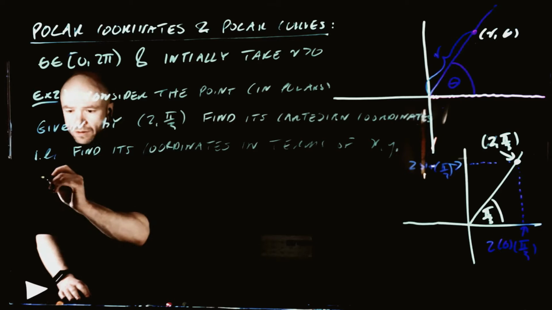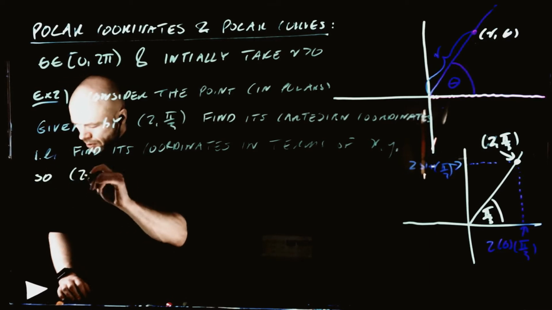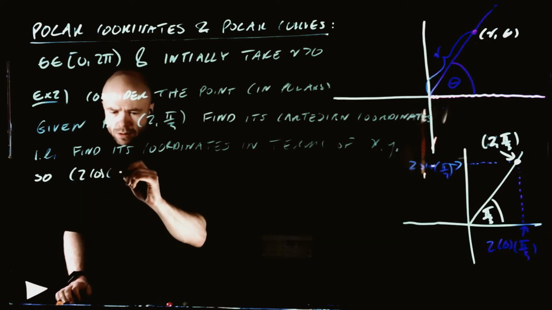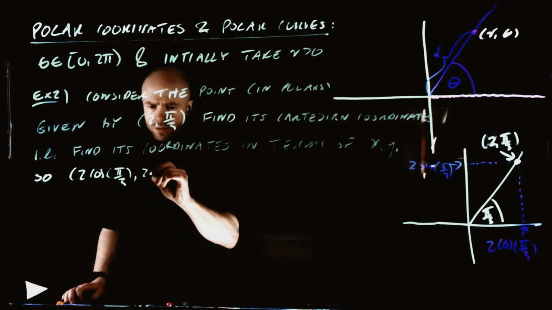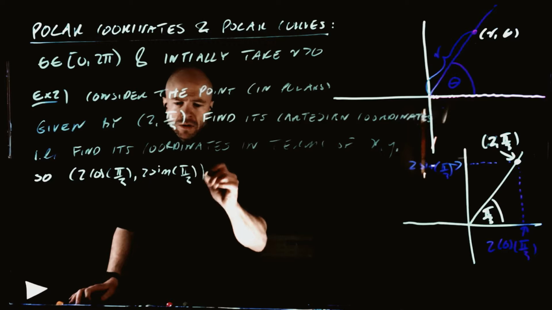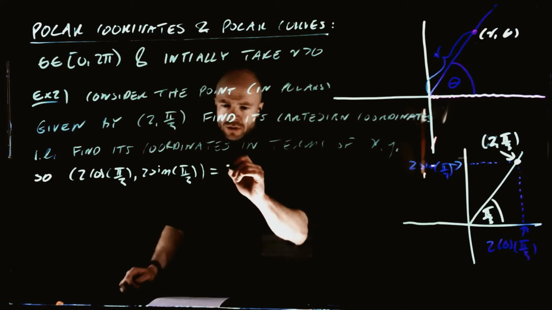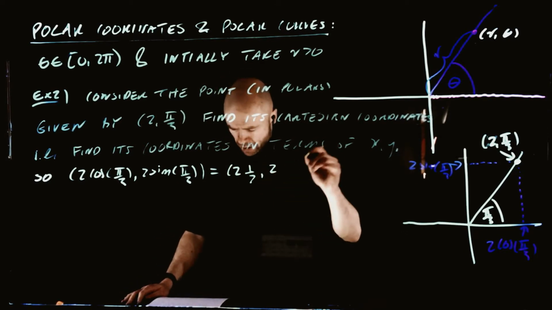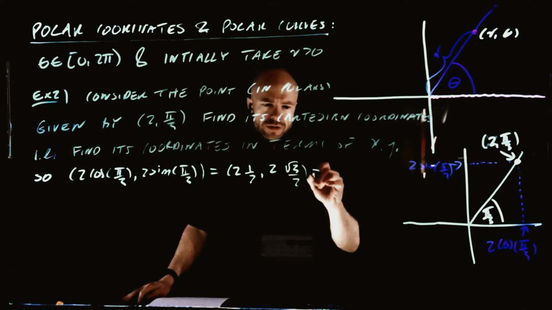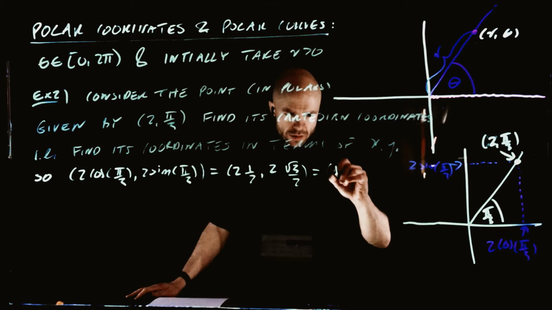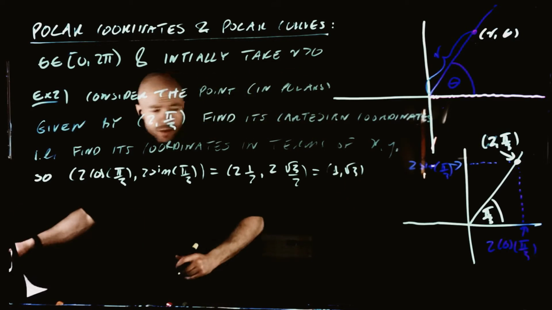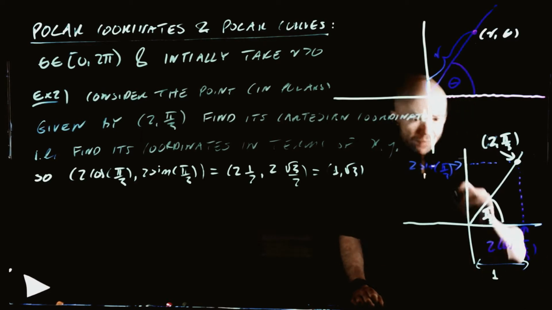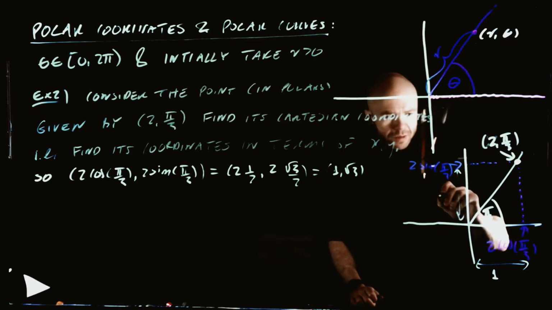So we're going to have 2 cosine pi over 3, which is just a half, and 2 sine pi over 3, and that turns out to be 2 times 1 over 2, and then 2 times root 3 over 2, so that's equal to 1, root 3. And those are the x and y coordinates of our point. So this is the x coordinate, which we now know is 1, and this is the y coordinate, which we now know is root 3.